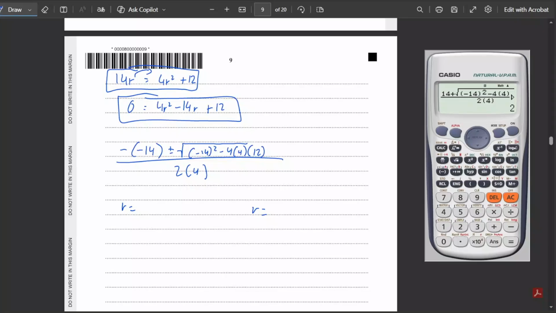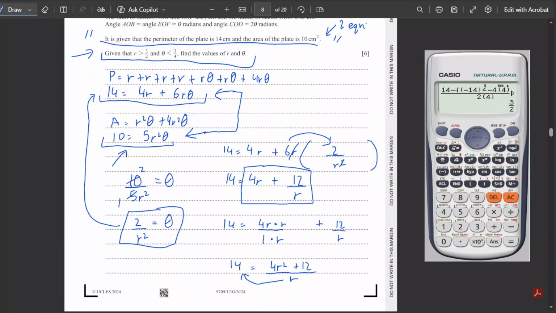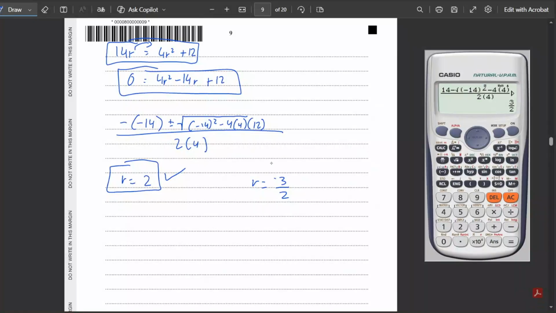So press equal. One of the values I'm going to get is 2, and the other value I'm going to get from the negative symbol. So I put a negative symbol over here, and this is 3 by 2. Now, which value do I select? I select this one. Why? Because if you go back, the question told me that r has to be greater than 3 by 2. If I come back over here, this is r is equal to 3 by 2, not r is greater than 3 by 2. So I reject this value.